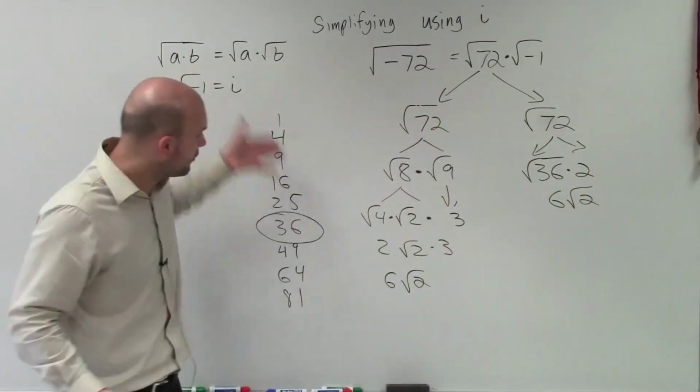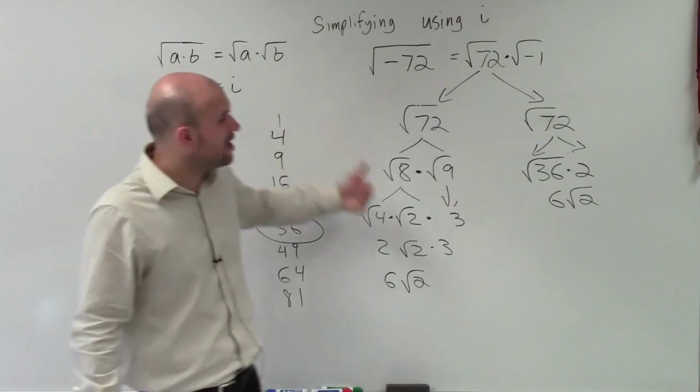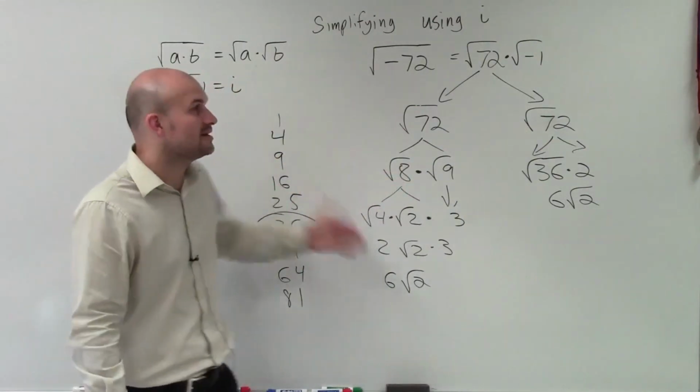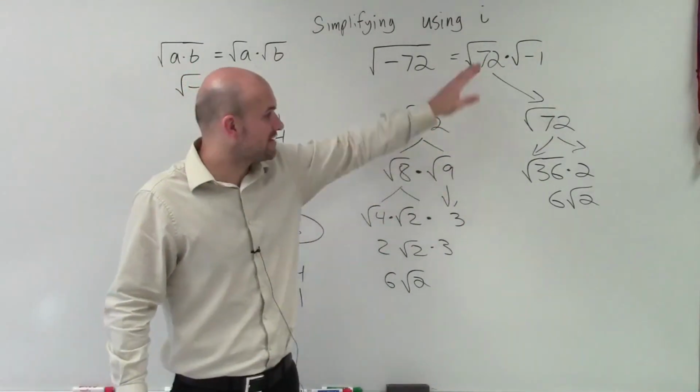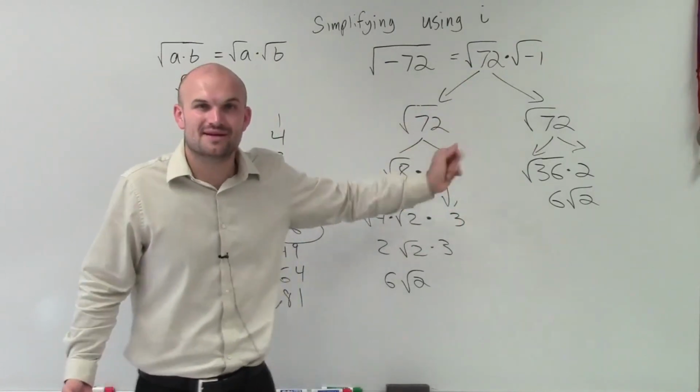So it's very important that, one, we have to pick our square numbers, but then also we want to pick the largest square number to divide into our term, so therefore we can simplify it. There you go. Thanks.